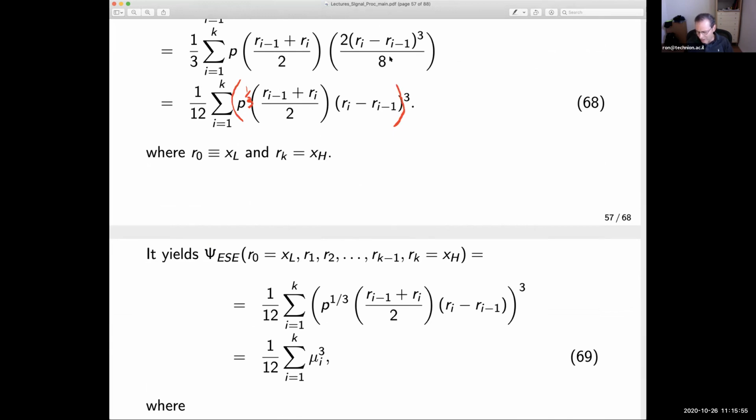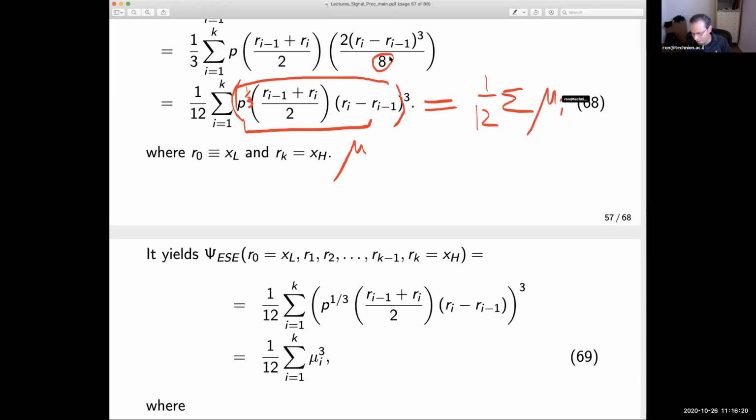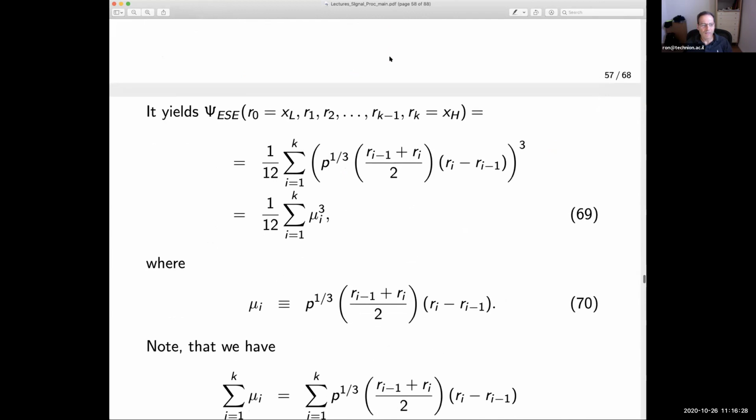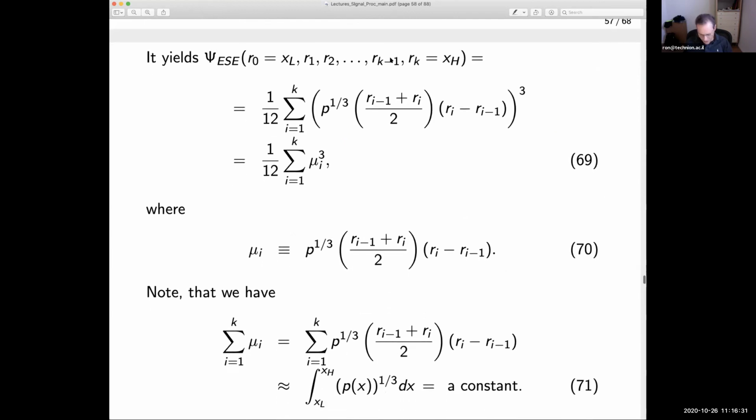Okay, and it appears that if I now treat this function and call it mu, so this function becomes mu, then I can define the error to be 1 over 12. This is the normalization, the famous 1 over 12 that we got from here. What we can do is get the error to be the sum over all these mu_i's to the power of 3. Okay? Which is exactly what is written here at the bottom, where this is the definition of mu_i.